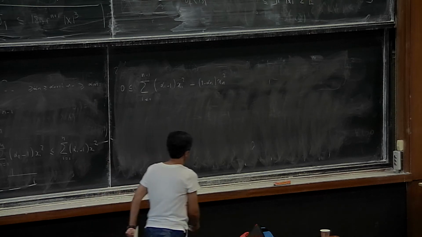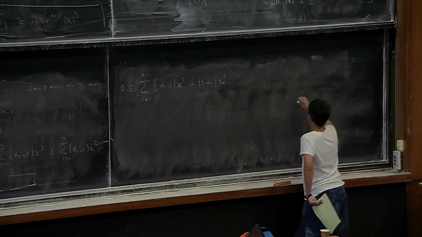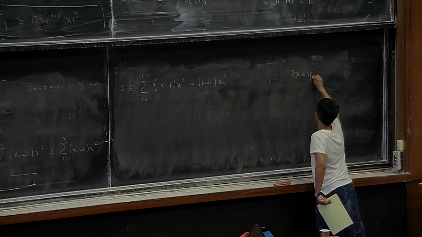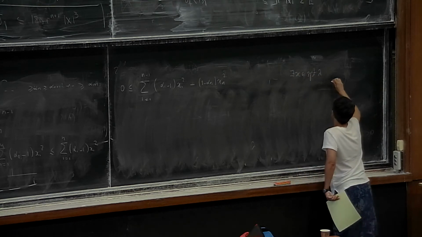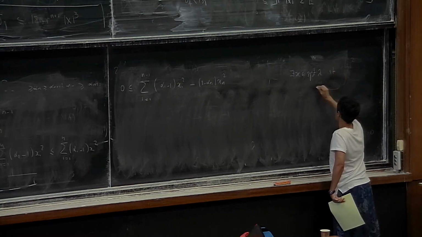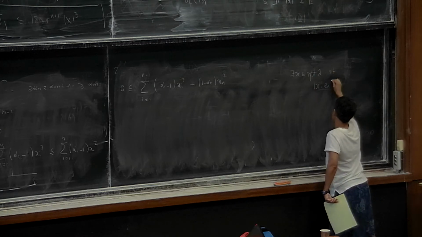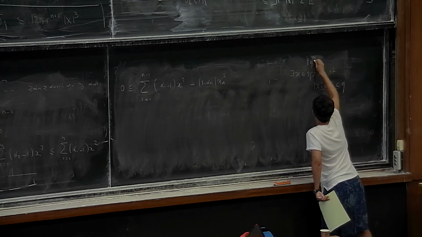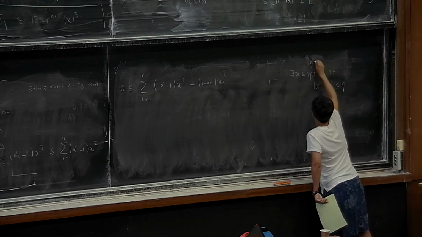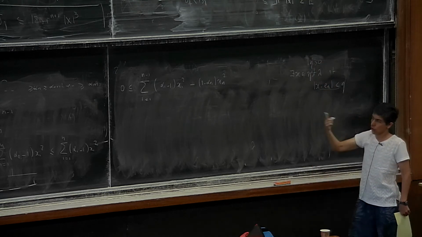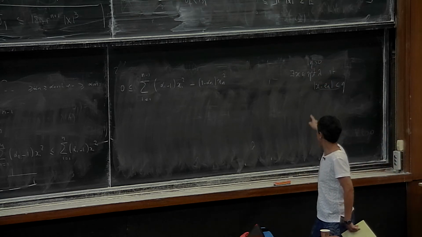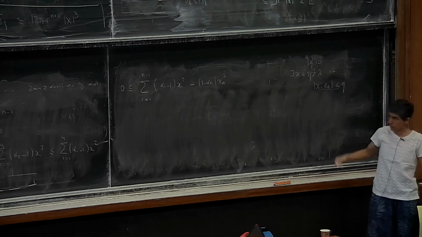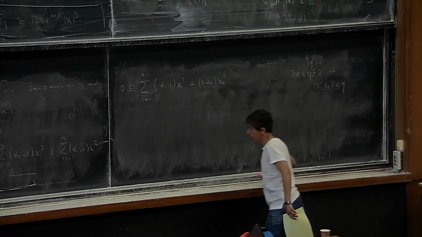Because of what I had done yesterday, I know that there exists an x that belongs to the support of lambda such that the norm of x minus e sub n is less than eta. So for eta small enough, if I choose epsilon 0 small enough, I have this.